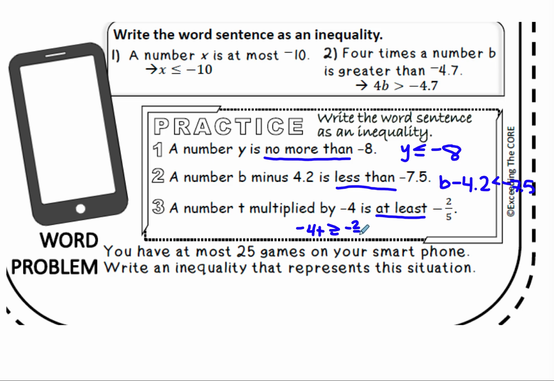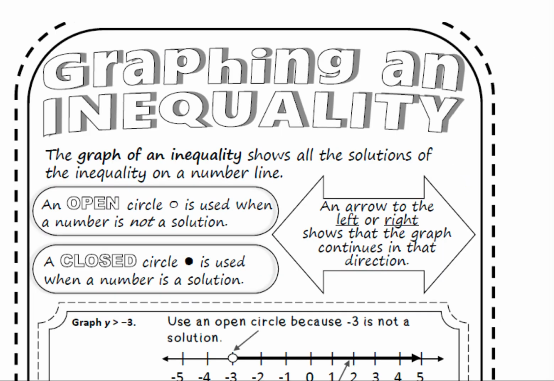All right, our last one down here, you have at most 25 games on your smartphone. Write an inequality that represents this situation. At most 25 means the amount of games is less than or equal to 25. And I'm just going to use G for games. So the number of games is less than or equal to 25 games. Anytime we have a story problem situation, remember, we need a label on our answer.